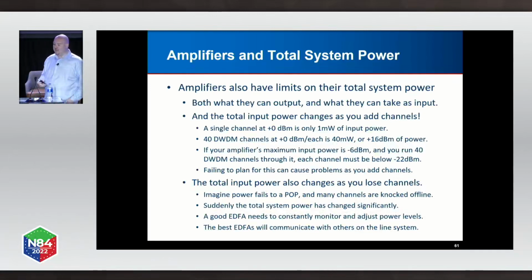So the good EDFAs will actually have a feedback loop, and they're monitoring and making sure that they're adjusting the power mode. And the really good EDFAs are ones that actually have an out-of-band communication to the EDFAs around them, that are talking to them, saying, what are you outputting, what's the signal quality, what are we doing, and coordinating with each other, coming up with that design.